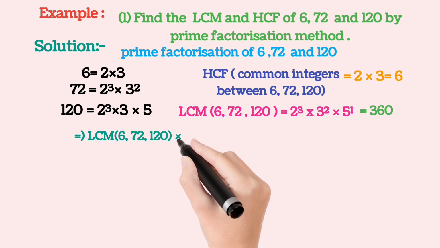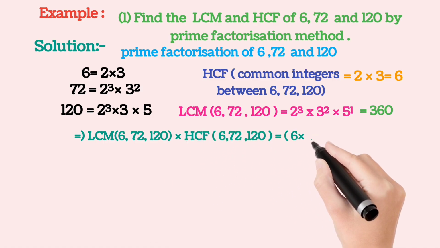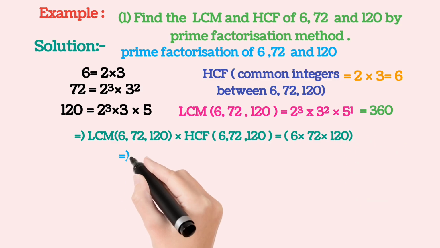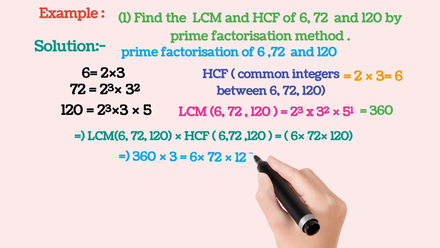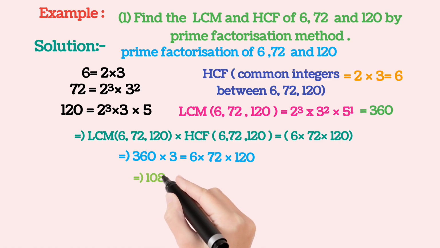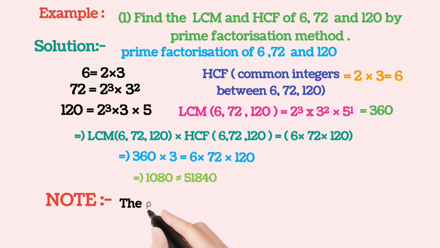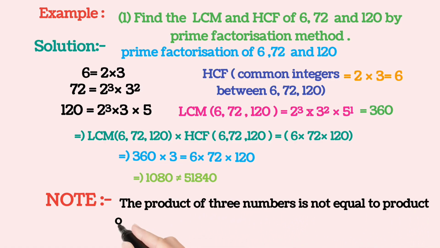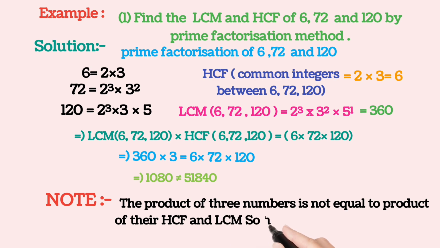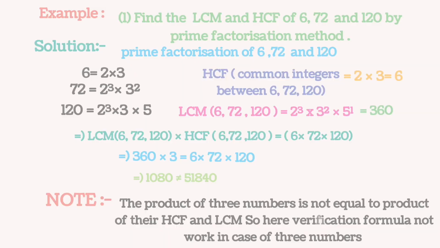Now according to the verification formula, LCM of 6, 72 and 120 into HCF of 6, 72 and 120 should be equal to the product of the numbers 6, 72, 120. That can be written as 360 into 6 is equal to 6 into 72 into 120, that will come 2160, not equal to 51840. The product of three numbers is not equal to the product of their HCF and LCM, so here the verification formula does not work in the case of three numbers.